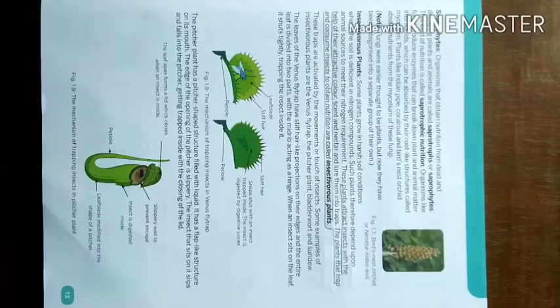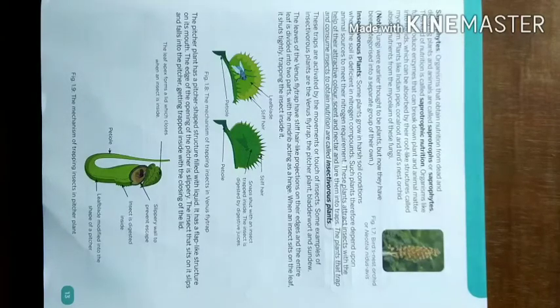Now one question arises: why is it needed for that plant to eat insects? The answer is that some plants grow in harsh soil conditions where there is a deficiency of nitrogen compounds in the soil. So to complete their nitrogen requirement, that type of plants eat insects, that is animals or insects, and they depend upon those animal sources to complete their nitrogen requirement.